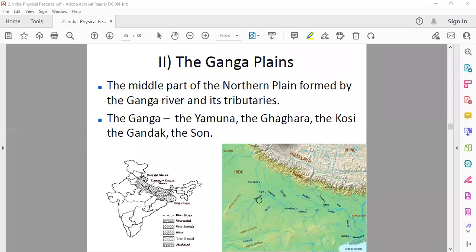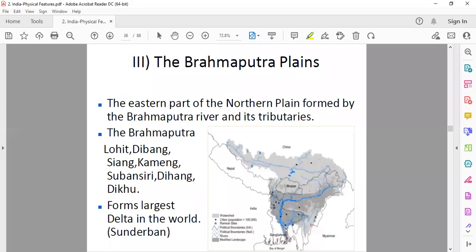Next. Third one, read. The Brahmaputra plains, the eastern part of the northern plains, formed by the Brahmaputra river and its tributaries: Brahmaputra, Lohit, Dibang, Siang, Kamang, Subansiri, Dihang, Dikhu. It forms the largest delta in the world, Sundarban. We have seen about the Sundarban yesterday. Okay, next, read.